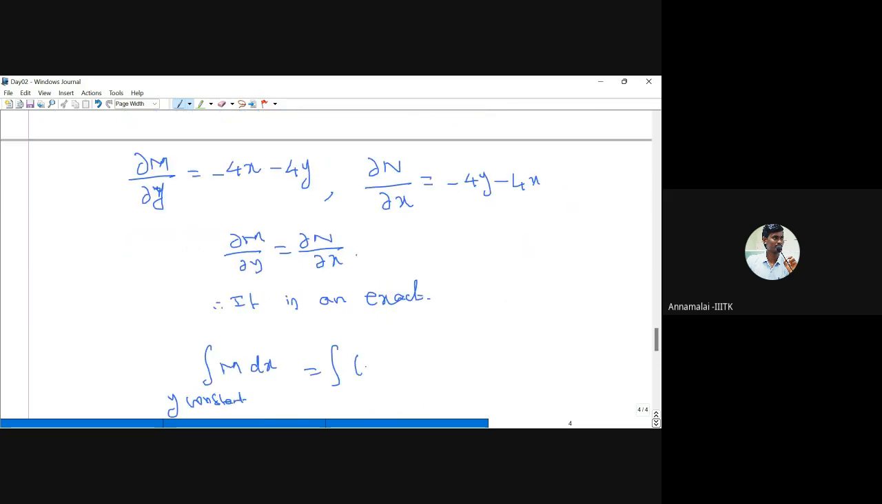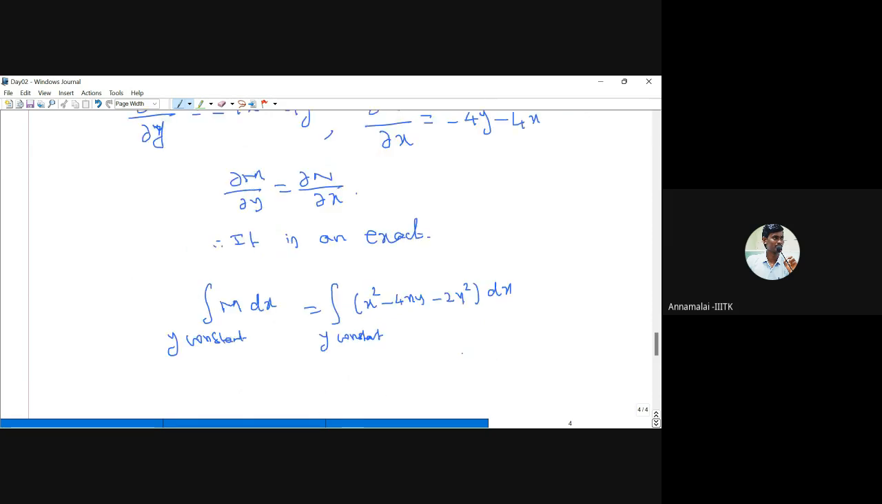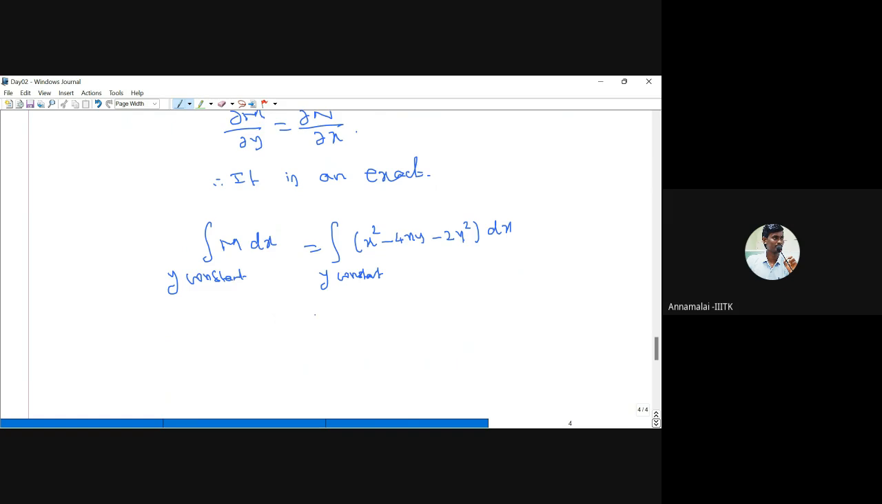So M is x square minus 4xy minus 2y square into dx, but you treat y as a constant. Now what is the integration? Term by term integration. Integration of x square is x cube by 3. But here we treat y as a constant, you can take it outside from the integration and then integrate 4x.